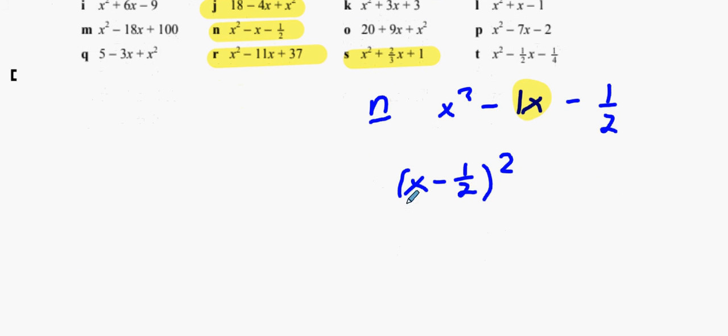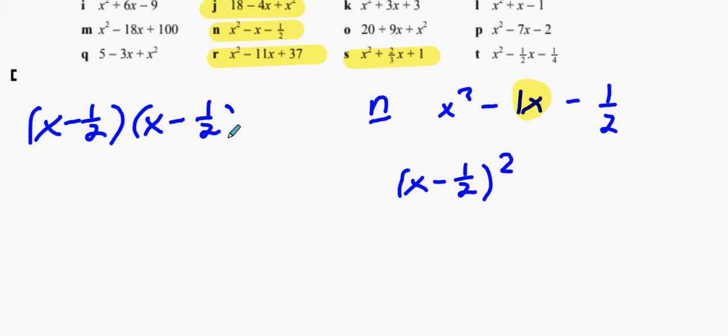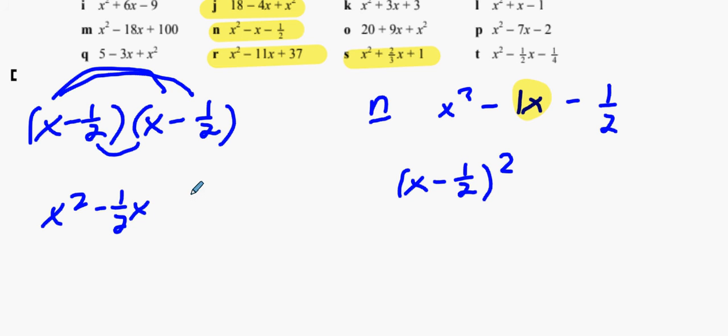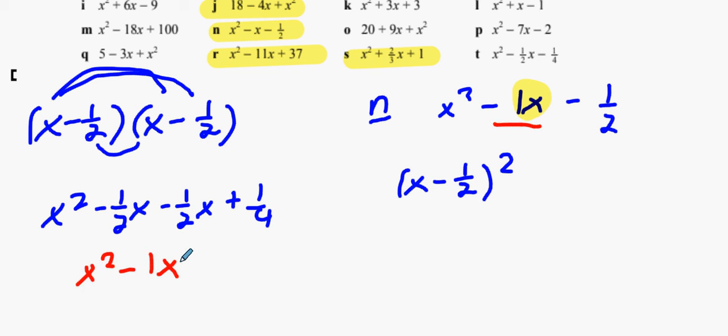Multiply it out. So what's x minus a half by x minus a half? X by X. And then next part. Half X, yeah. Next one. And then finally a half by a half. Excellent. Now the middle part, they don't cancel, they're both minuses. Minus 1x, because a half plus a half is 1. And this is plus a quarter.